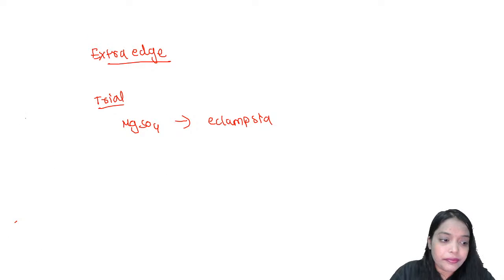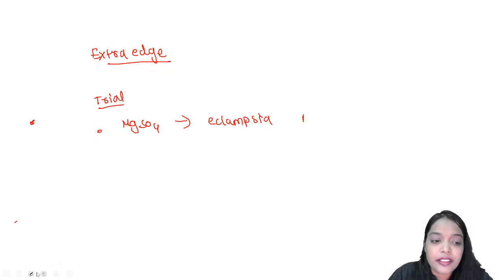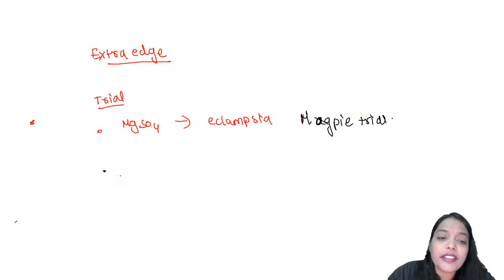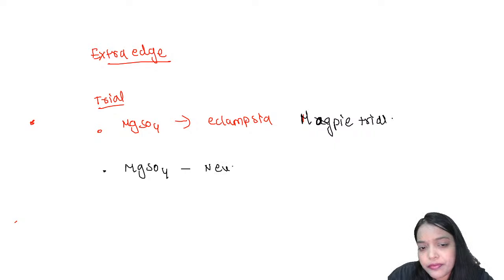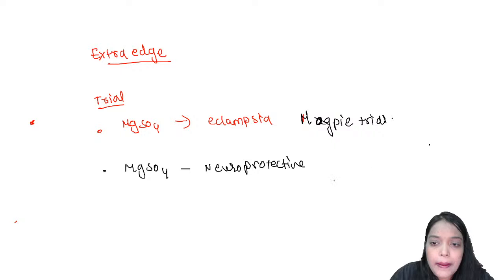Okay, second question. Excellent, Anusha. Wonderful. The trial which has told magnesium sulfate is the drug of choice for eclampsia and proven beneficial is the MAGPIE trial. What is the trial which has told that magnesium sulfate is neuroprotective? So first answer I got from Anusha. Let's see who will answer the second question.